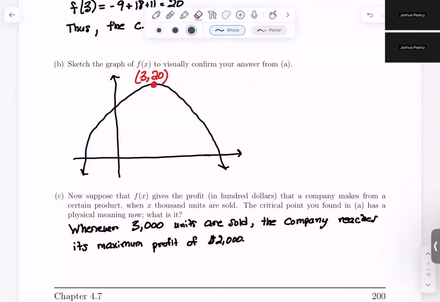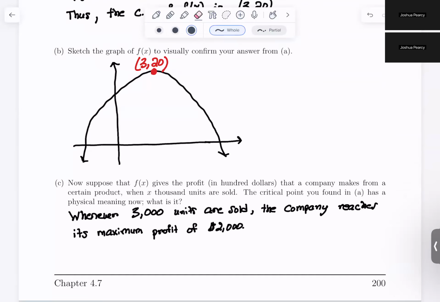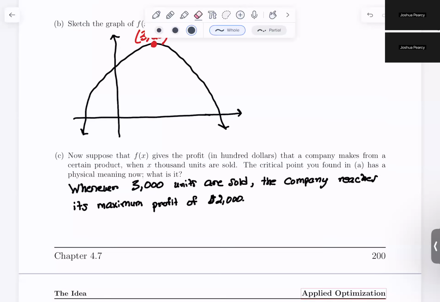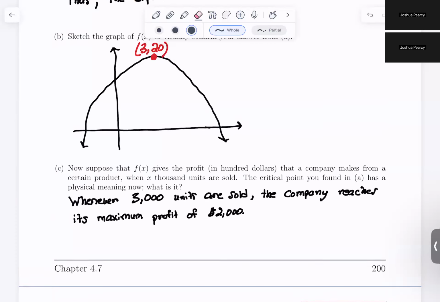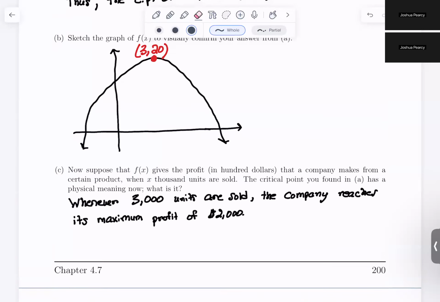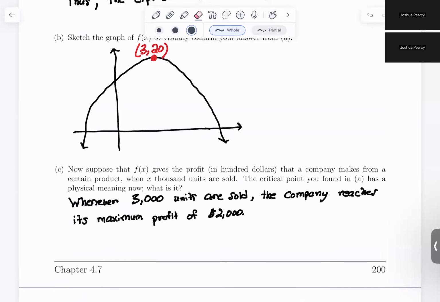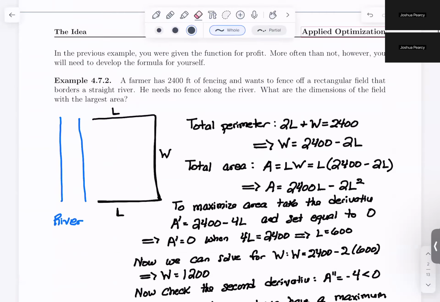Now it has this other idea. It says, now suppose that f of x gives the profit in hundreds of dollars that a company makes from a certain product when x thousand units are sold. The critical point found in part A then has a meaning. Whenever we sell 3,000 units, the company reaches its maximum profit of $2,000. Because x is measured in thousands of units, that means 3,000 units are sold, and y is measured in hundreds of dollars, so 20 times 100 is $2,000. So that's just the motivation behind this.